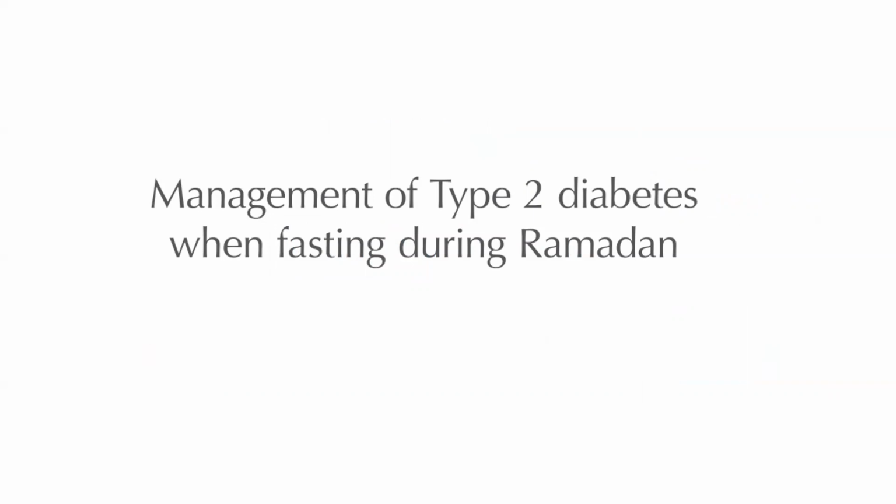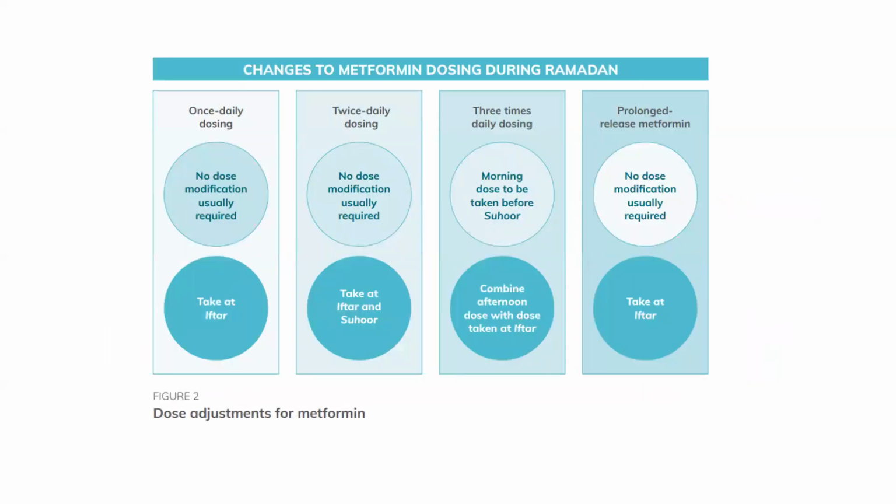Now let's look at the management of type 2 diabetic patients when fasting during Ramadan. About the medications which they commonly ask, changes to metformin dosing: once daily dosing, no dose modification required, shifted to iftar time. If the patient is twice daily dosing, no dose adjustment required, take it suhoor and iftar. If the patient is taking 3 times a day, then we can just combine his afternoon dose with the dose taken at iftar, and the morning dose will remain the same in suhoor.